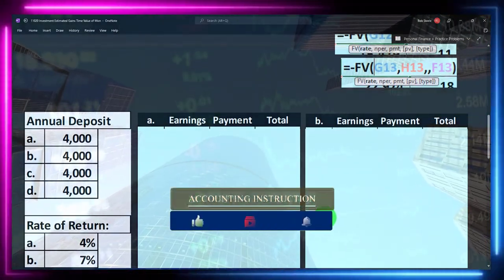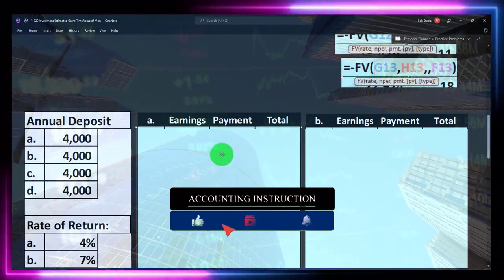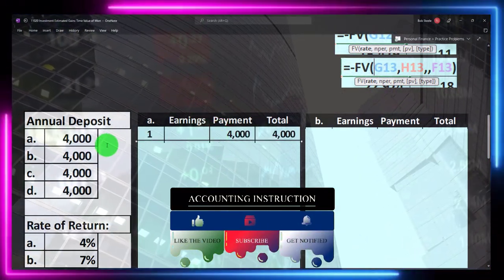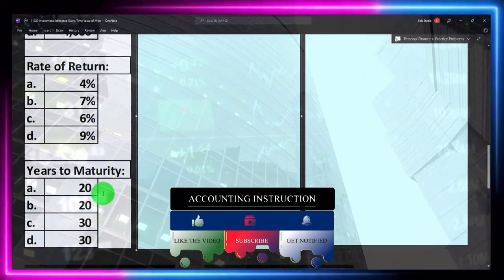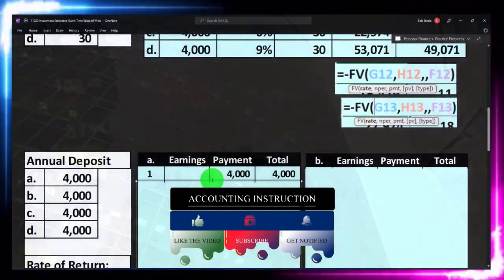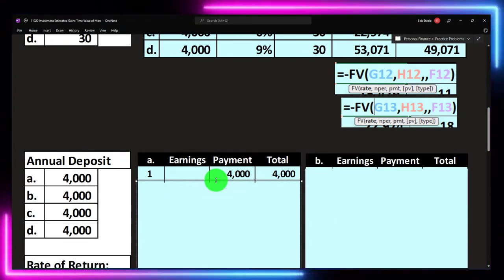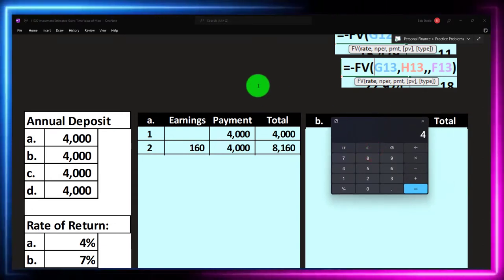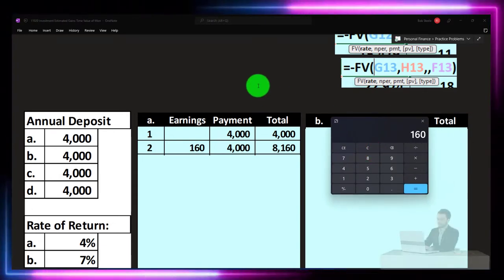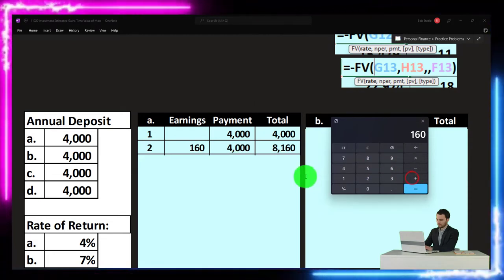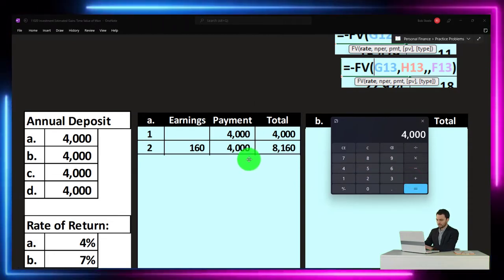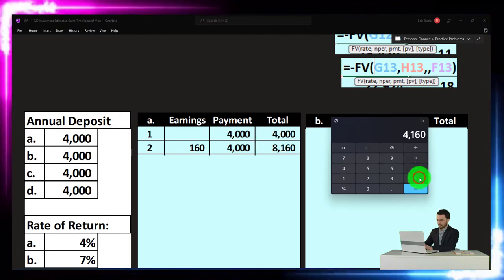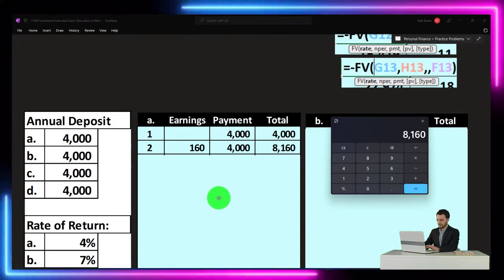49.71. Okay, so let's prove a couple of these just so we can see how the earnings are working. So let's think about A here, where we put the 4,000, 4%, 20 years. If we looked at period one, we put in the 4,000 and then it earns 160, which is 4,000 times 0.04, plus we put in another 4,000, brings us to the 4,168 plus the prior 4,000 is going to give us the 8,160.